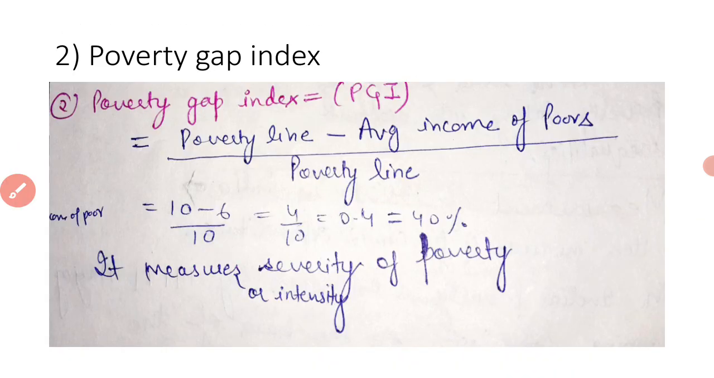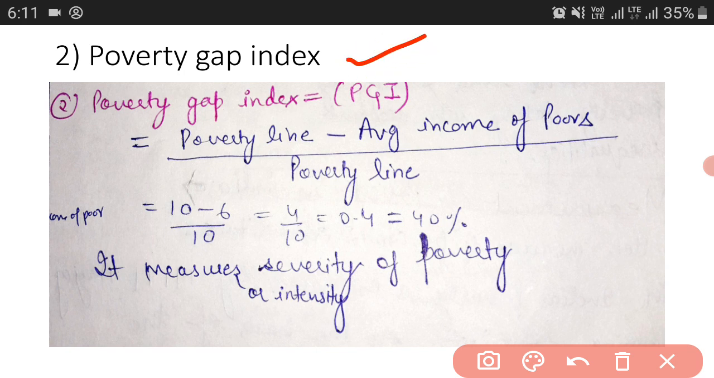So the second one is this poverty gap index. As you can see the formula of this poverty gap index, the formula is that poverty line minus the average income of poor upon the poverty line.